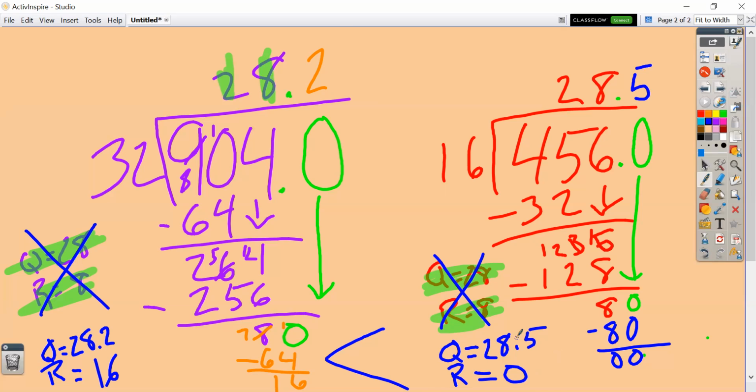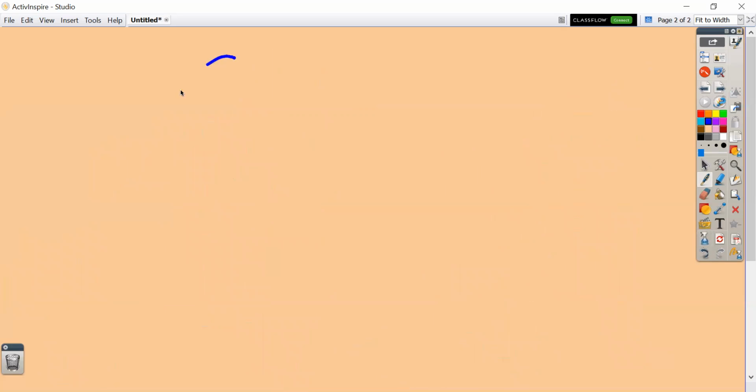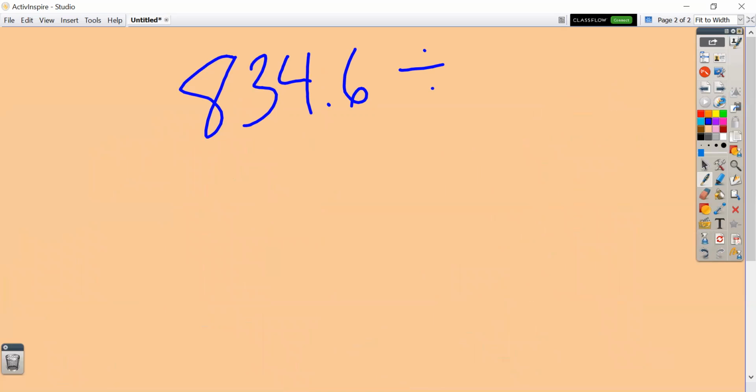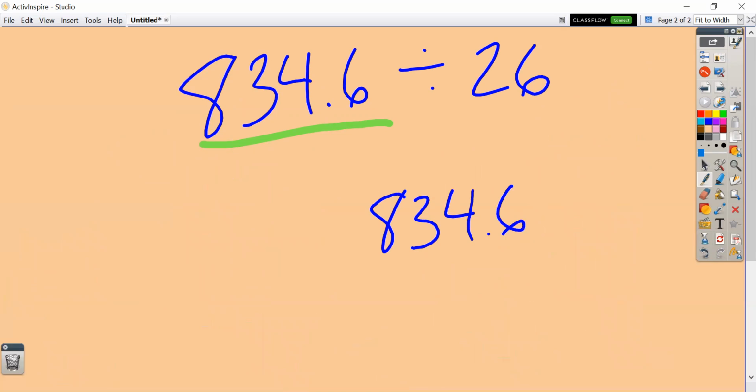But sometimes we can just work with decimals right inside of the math problems. So let's go ahead and take a look at this problem. So let's do 834.6 divided by 26. Now we're going to go ahead and put our dividend inside of our den. So 834.6. Now, all of last week, we were doing 3-digit and 4-digit numbers. Well, guess what? This is a 4-digit number, 1, 2, 3, 4, right?